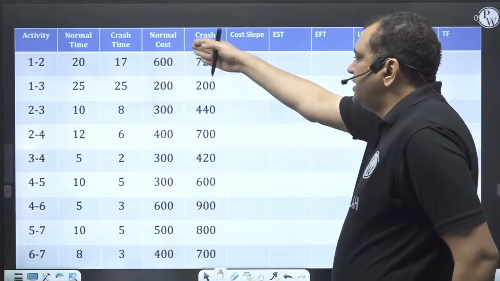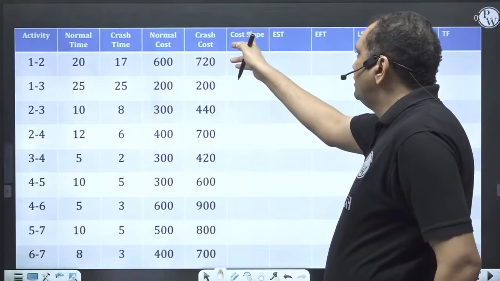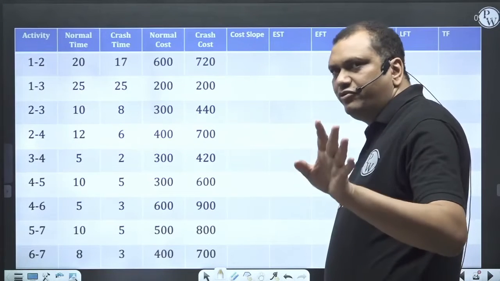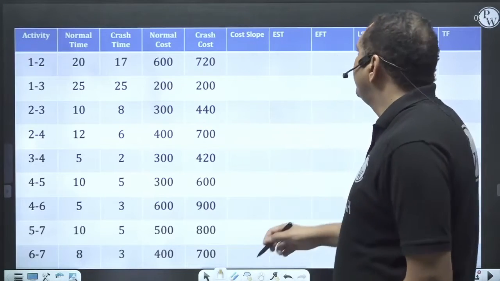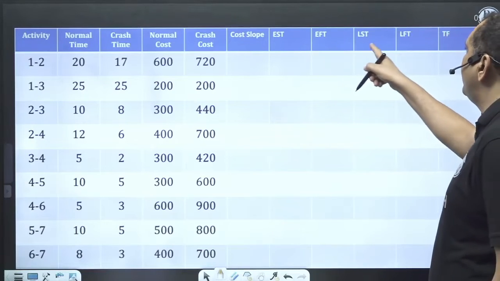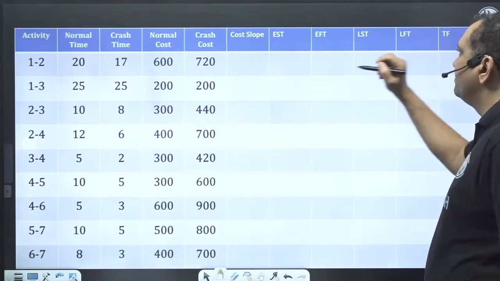The same matrix I have drawn again. What is cost slope? You wait for some time. First of all, calculate EST, EFT, LST, LFT and total float. Okay?